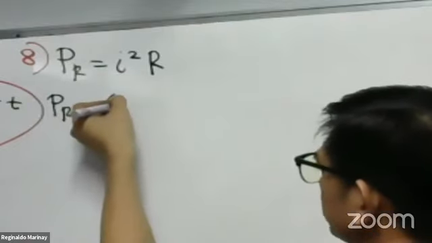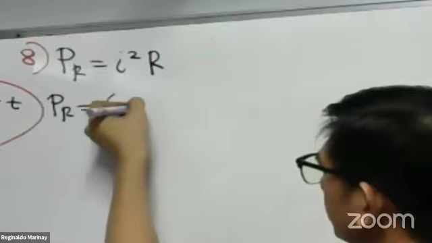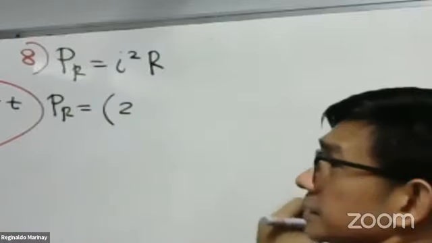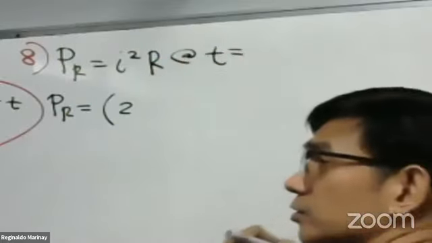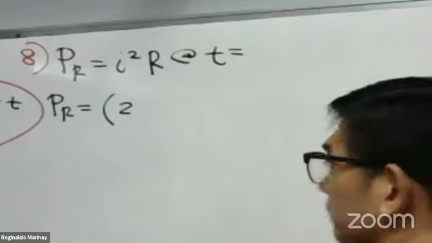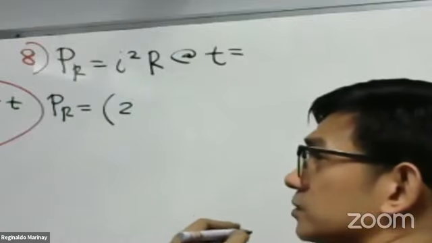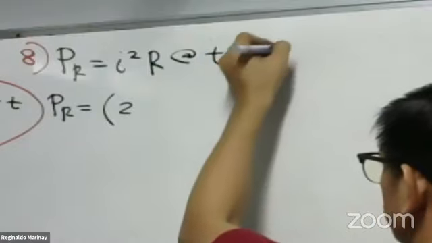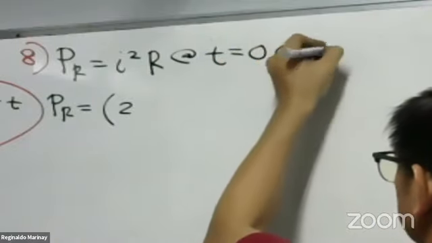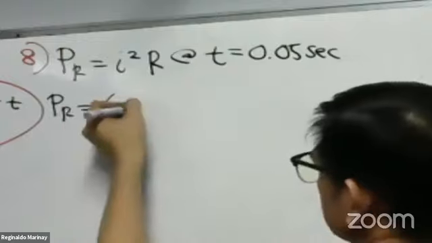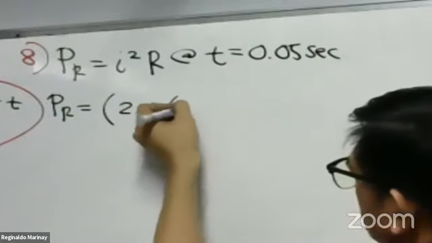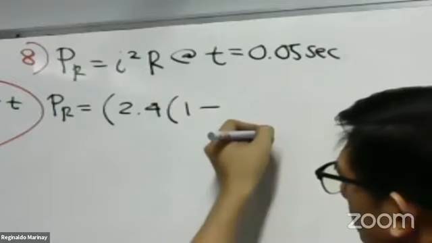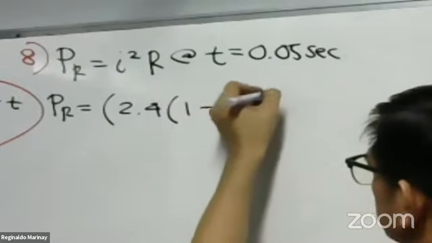Now, what is our current equation? It's 2.4, right? Our time is equal to 50 millisecond. What is 50 millisecond? 0.05 second. So, this is 2.4, the current equation from earlier, guys: 1 minus E raised to negative 10t.